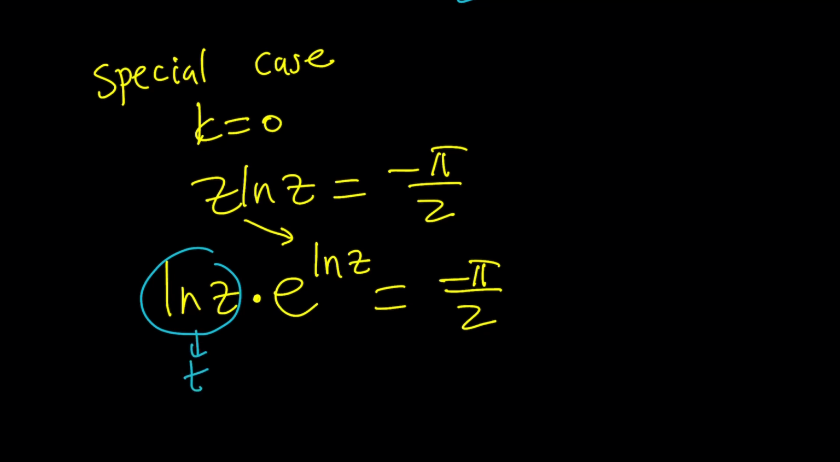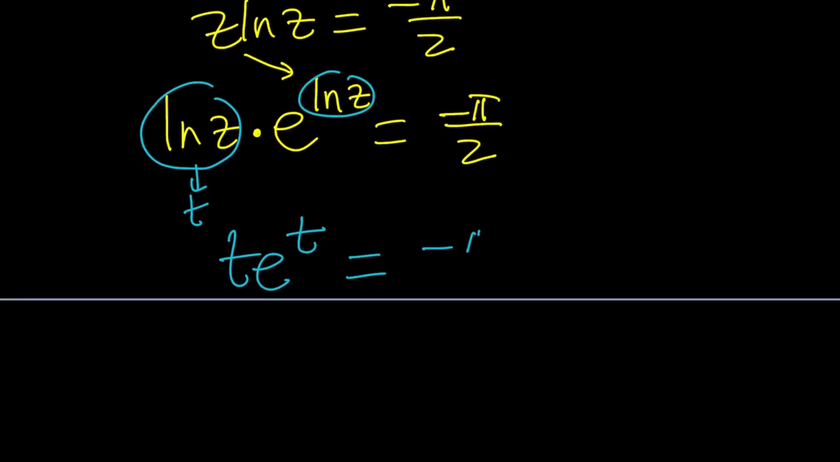and this becomes e to the power t. So now I have t e to the t. Hello, Lambert. We're going to use your function. Great. So now we have something like this. We can definitely W both sides.